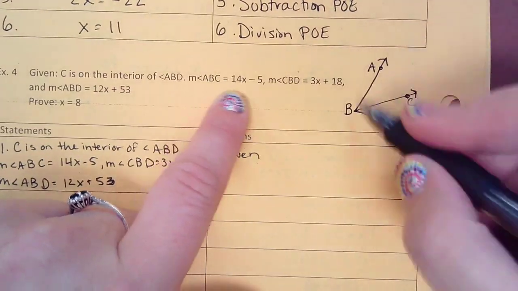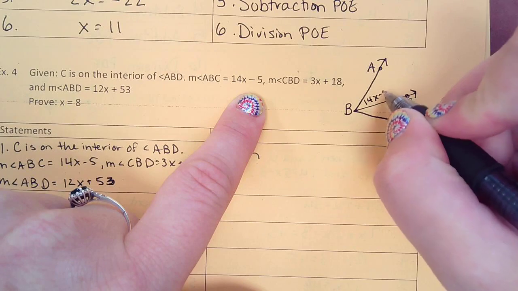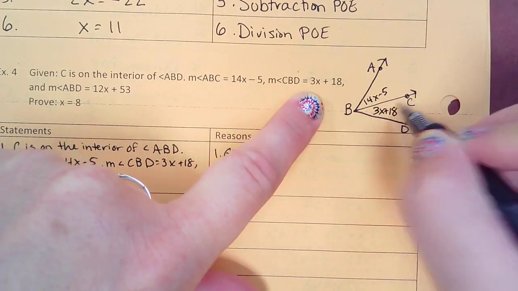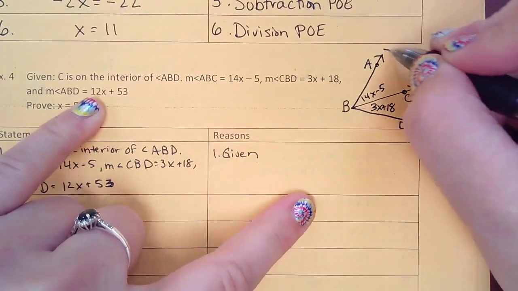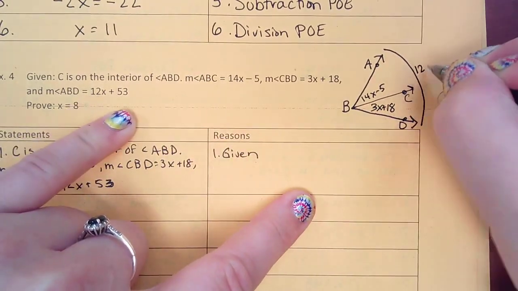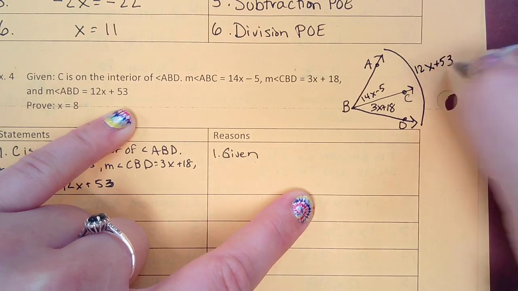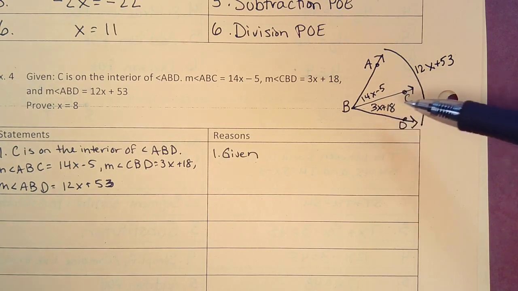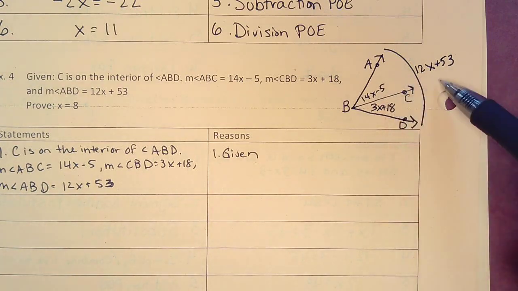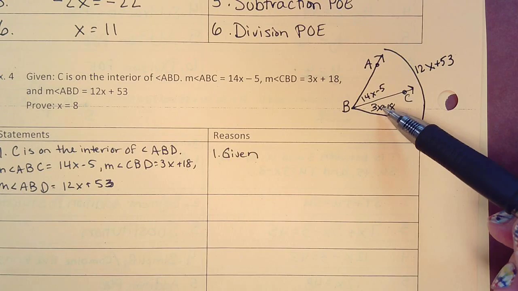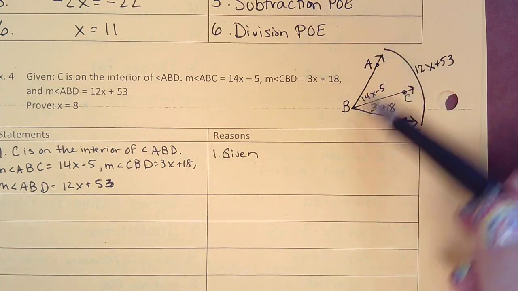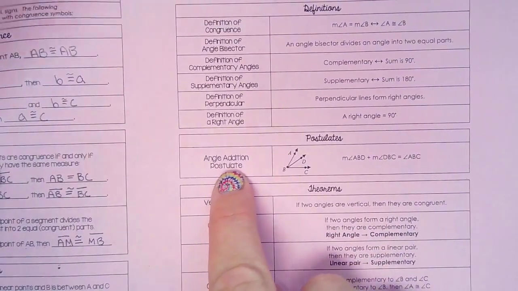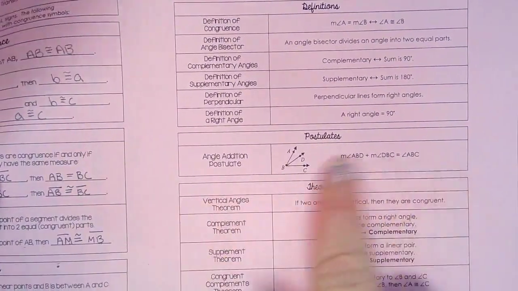Angle ABC is 14x minus 5. Angle CBD is 3x plus 18. Angle ABD, the whole thing, is 12x plus 53. All right, so I don't know anything about these two parts. However, I do know that I have two parts and the whole. And I know that this part plus this part will equal the entire angle. So I'm going to use addition. So let's go ahead and write that out.